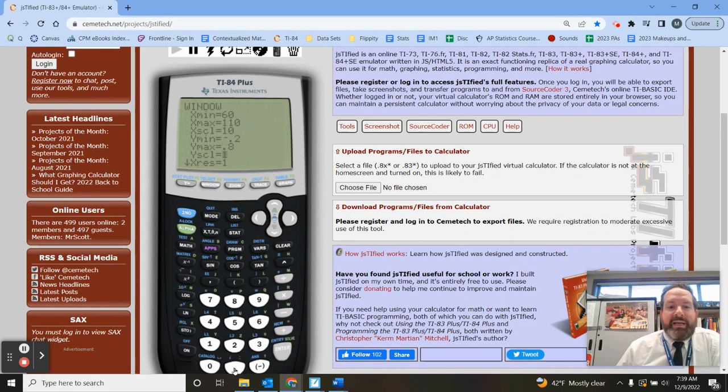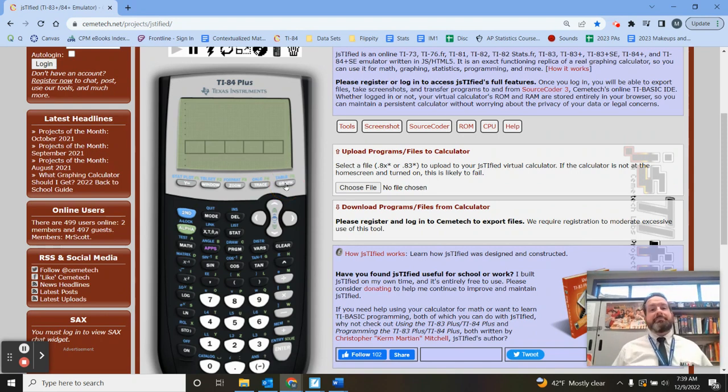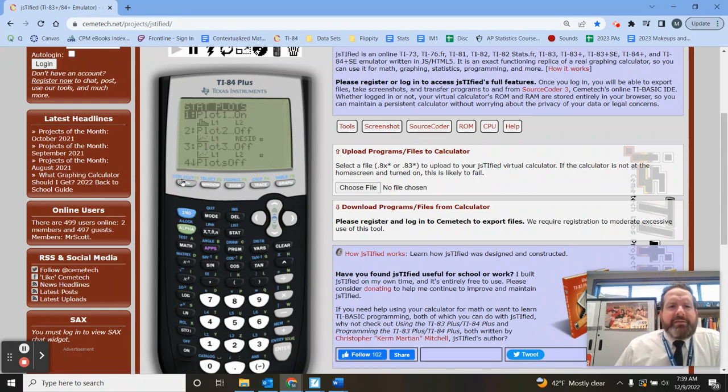Your Y scale doesn't make any difference. I'm just going to set it at 0.1. That's how often it puts a mark on the vertical axis. And then don't redo a zoom 9 or it'll undo all the work we just did. Just take a look at the graph. And what we see is that our 60s, 70s, 80s, 90s, and 100s, they're all equally likely. They happen the same amount of the time.